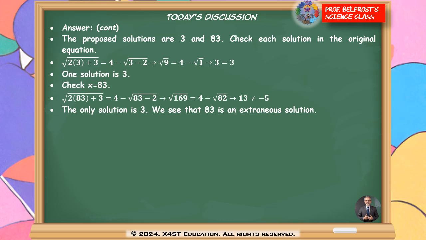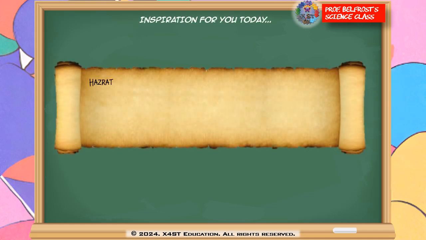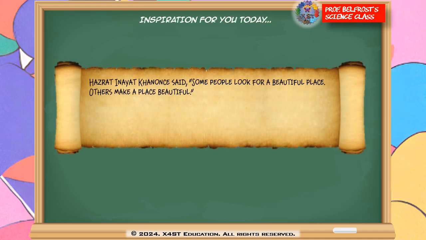And we are done with today's lesson. Okay, here's a little quote for you today. Hazrat Inayat Khan once said, some people look for a beautiful place and others make those places beautiful.